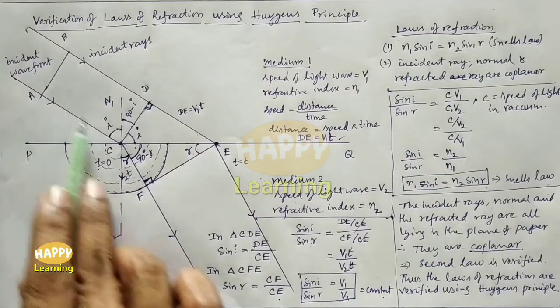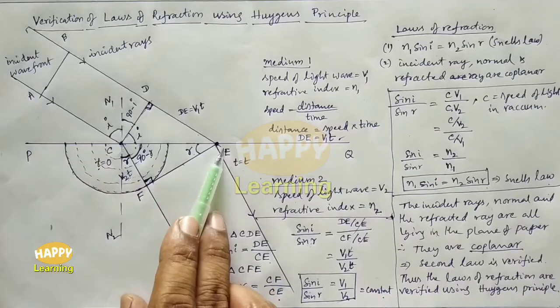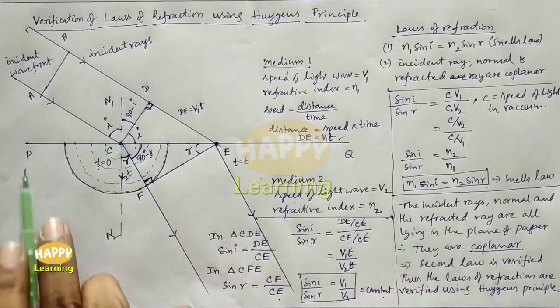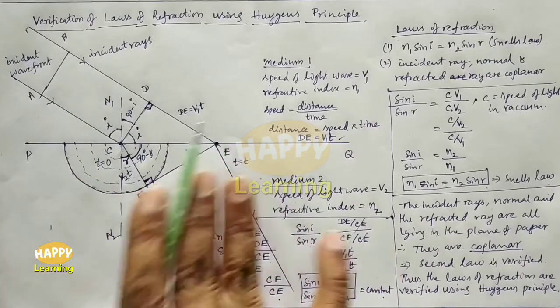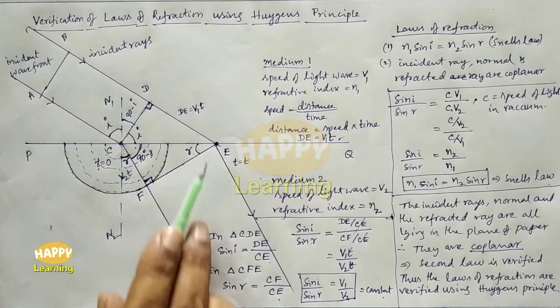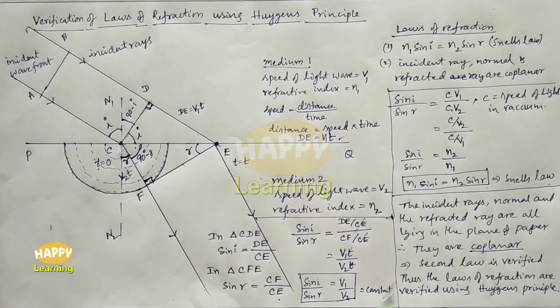And then this AC, BE are the incident rays. They are in this plane of paper. This n1, n2 is the normal, that is also in this plane of paper. Then this CF and EG, these are all in the plane of paper. So the incident rays, normal and refracted rays are all in this plane of paper. They are coplanar. This is the verification of the second law. Thus, the laws of refraction are verified using Huygens principle.